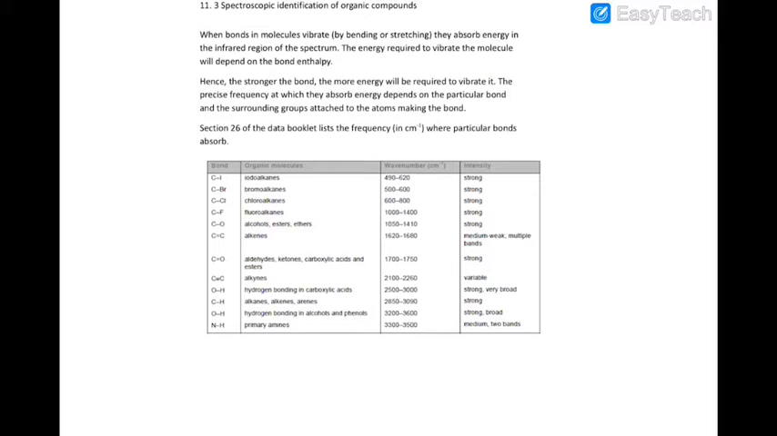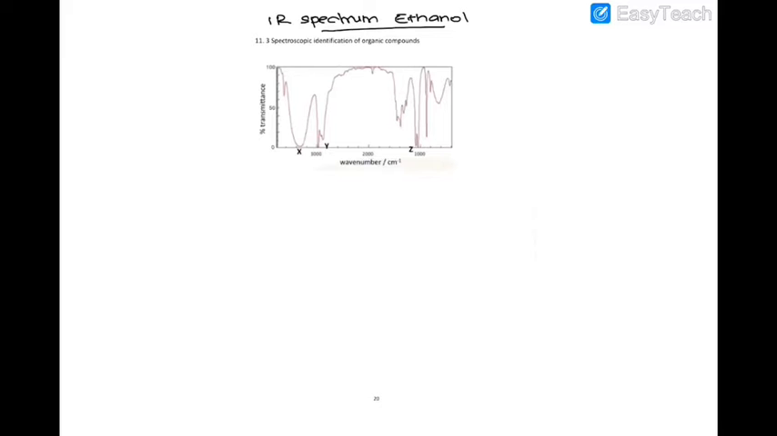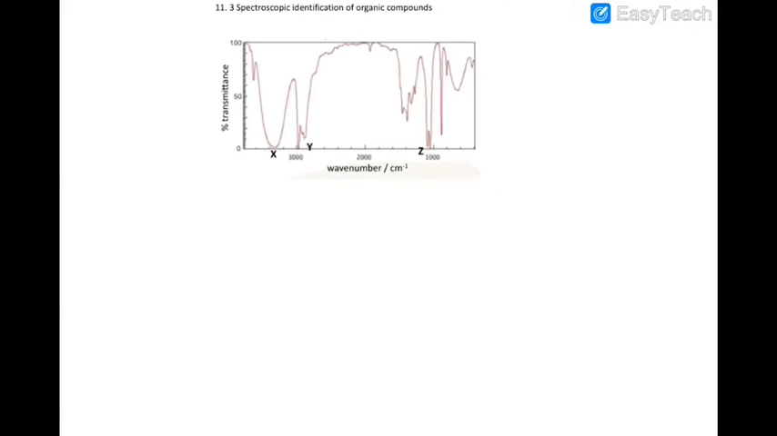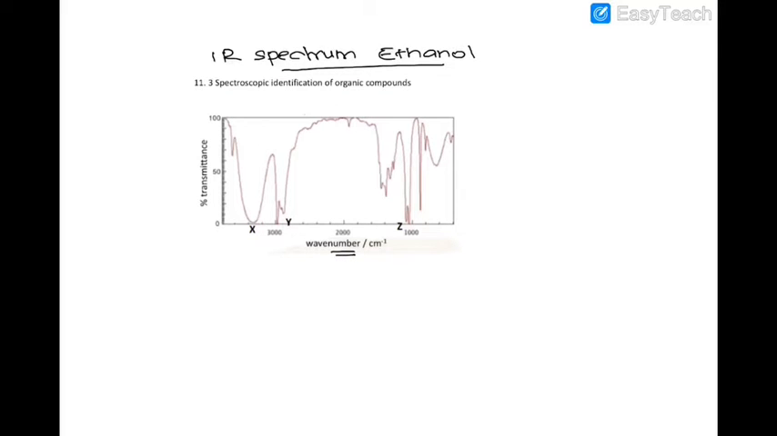And also, the amount of IR radiation absorbed by a bond depends on its polarity. The more polar the bond, the more strongly it's going to absorb IR radiation. So you'll have stronger peaks. Let's look at an IR spectrum. When you look at an IR spectrum, you're going to have the wave number and the percentage transmittance. The deeper the peaks are, the stronger that peak, the more IR radiation is absorbed by that specific bond.